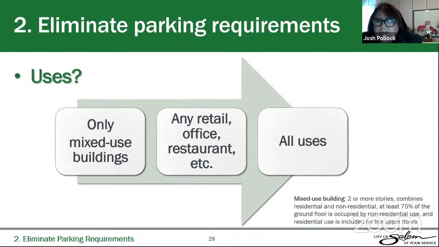And here, through Our Salem, this community worked really hard. The whole idea of creating that mixed use along the core network is to get people out of their cars. And so, I agree.